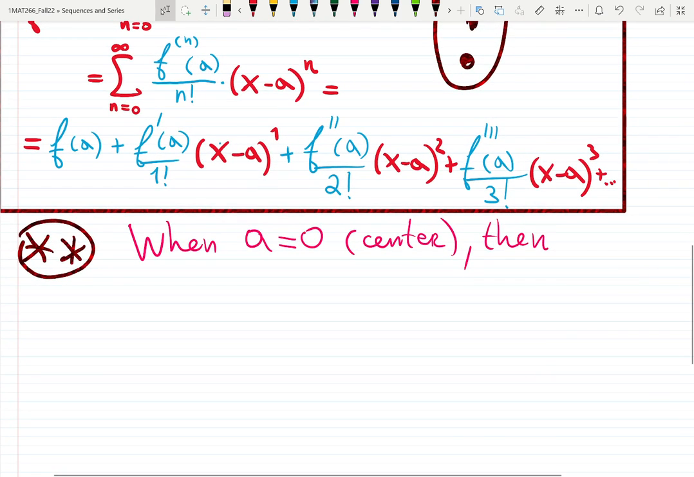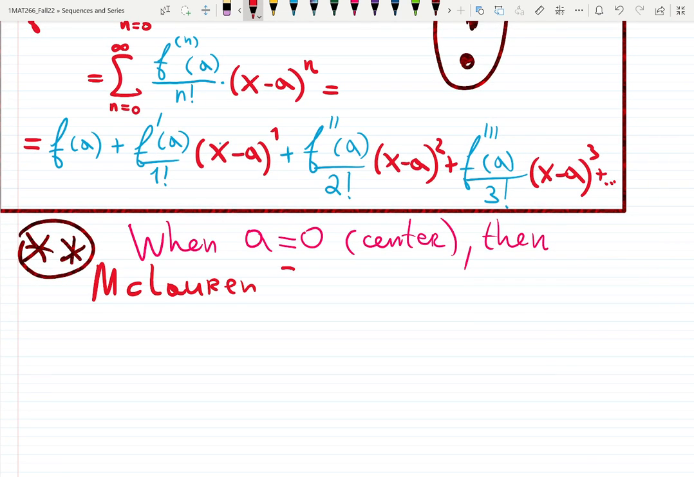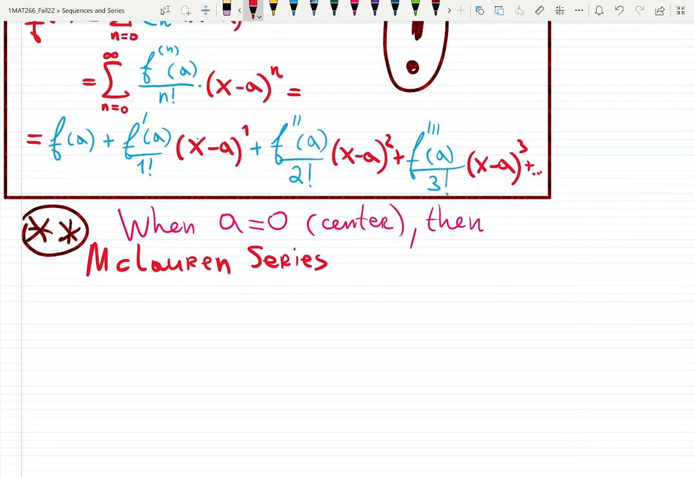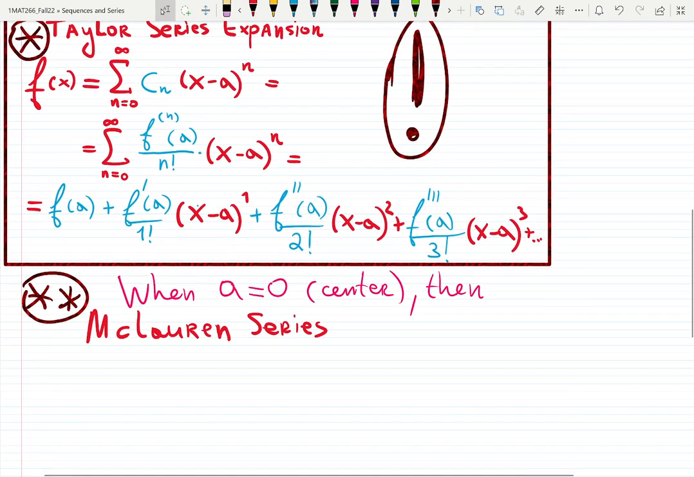Then we're gonna call it McLaurin series expansion. Let me know if my handwriting is not good. McLaurin series expansion is the same thing, but with a equals 0. So let me quickly write it down for you so you have some idea.